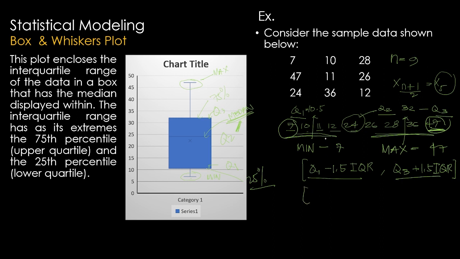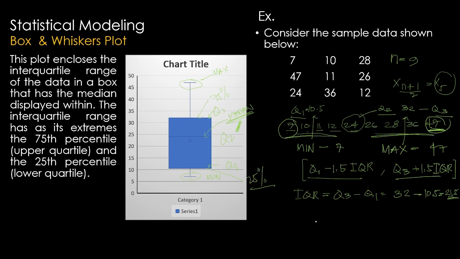So, Q1 is 10.5. By the way, how do we determine the IQR or the interquartile range? The interquartile range is just equal to Q3 minus Q1. What is Q3? We have 32 and Q1 is 10.5. What is the interquartile range? 21.5. So we have an IQR of 21.5.